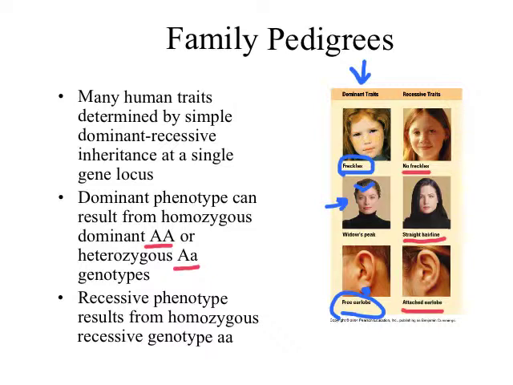Now, recessive phenotypes are always going to have the homozygous recessive, right? Little a, little a. Because if it's a recessive trait, you've got to have 2 of the recessive alleles for it to show. Otherwise, it would be masked by something dominant.